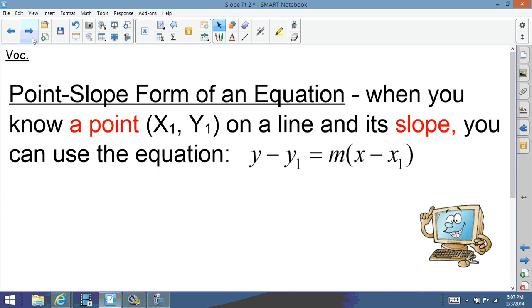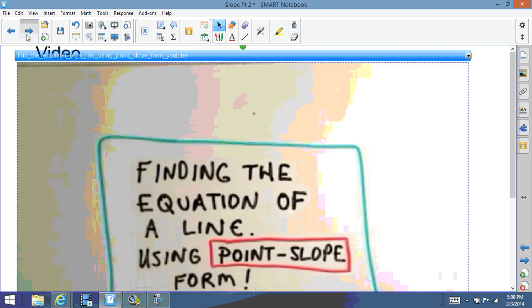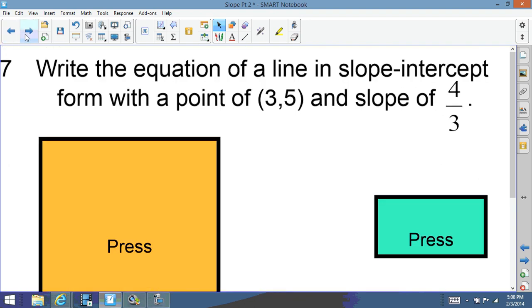The point-slope form for an equation: when you know a point, x1, y1, on a line, and if you know its slope, you can use the equation y minus y1 equals m times x minus x1. So I have a little video that I could share with you, but let's just go through it.